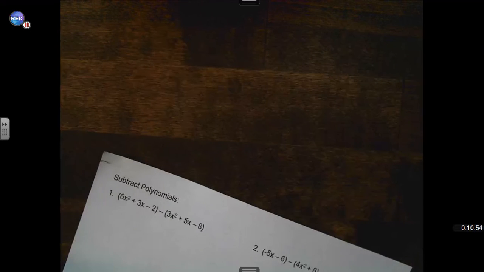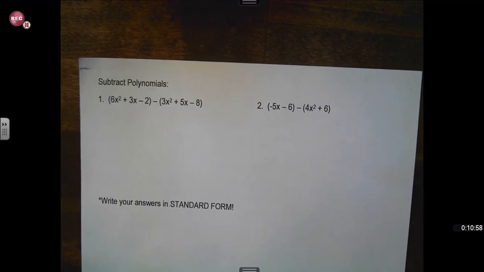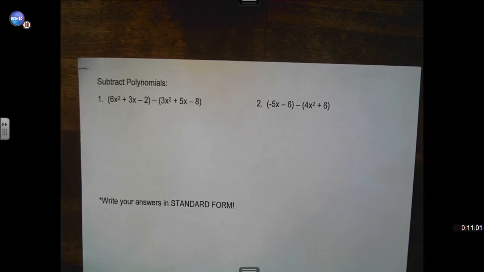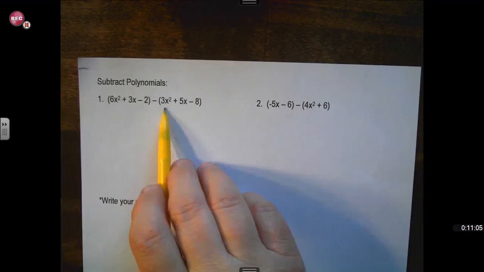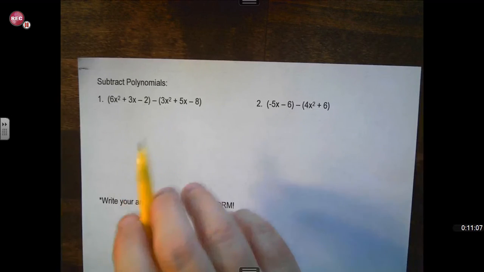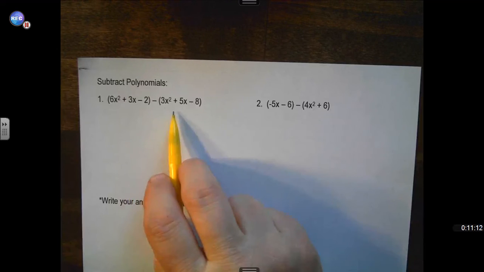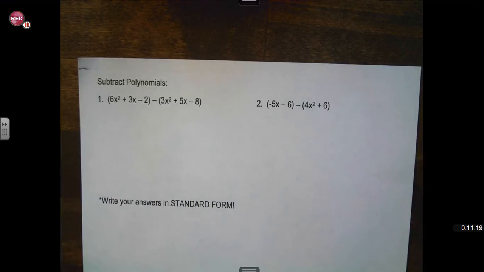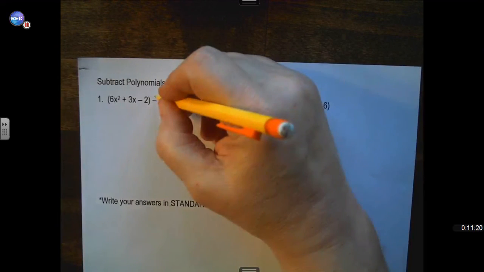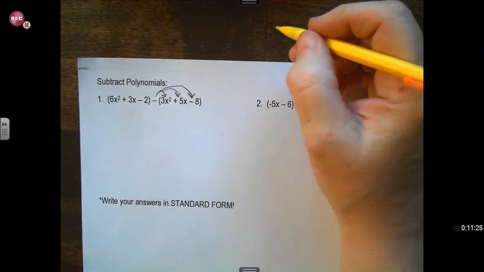And then subtracting, and this is probably the most important part of this section: how do I subtract these polynomials? What I'd like you to think of is, before I do anything, combining like terms, anything, I need to distribute that negative. So rather than thinking of it as subtraction, first we need to simplify this whole thing by distributing that negative.